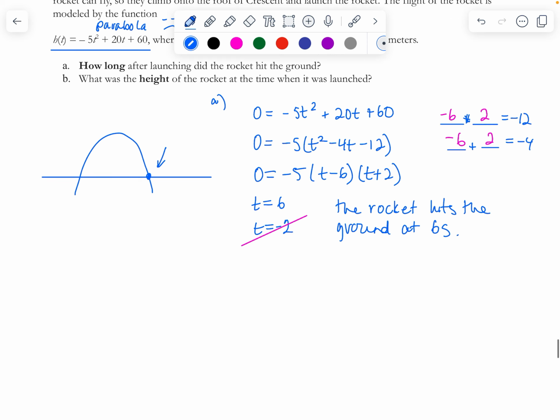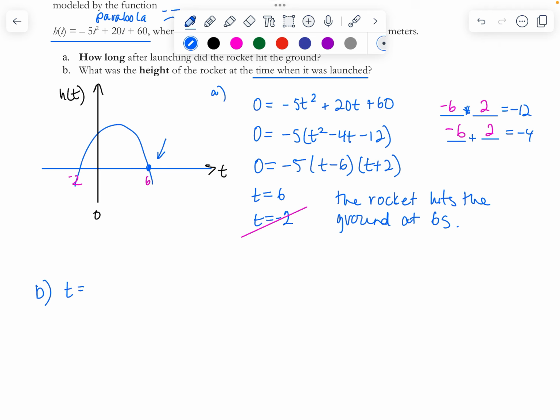All right, so we could write like 6 and negative 2 here. So what that means is my graph actually looks something like this, where time is 0. So this is time, and this is h of t. So that graph kind of helps me realize the second part of the question, which says, what is the height of the rocket at the time when it is launched? So it's launched at t equals 0 seconds. So essentially it's asking me what this point is. It's asking me what h of 0 is.